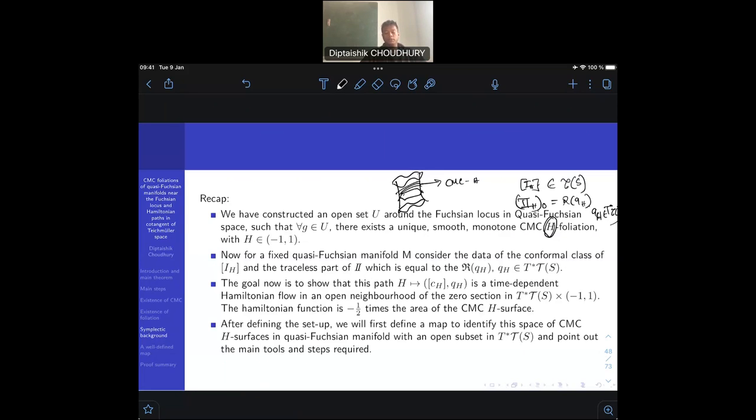And then based on that, you would try to show that this flow has this Hamiltonian property with respect to this function, which is equal to -1/2 times the area of the CMC H surface. The symplectic structure we're going to be using is coming from the Liouville 1-form on T*T. We are going to talk about that, and the path to proving it would be to first identify the space U in a proper way so that you could pull back the symplectic structure from T*T onto U, and then you utilize the main condition for showing some vector field is Hamiltonian.